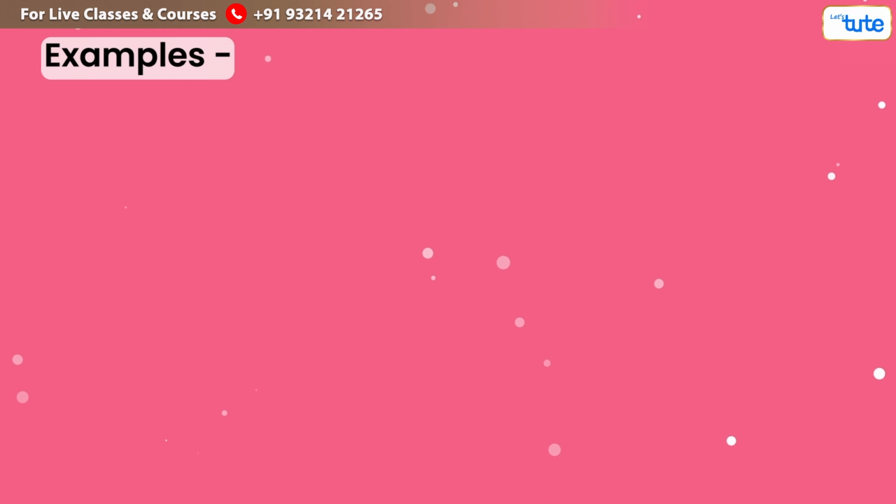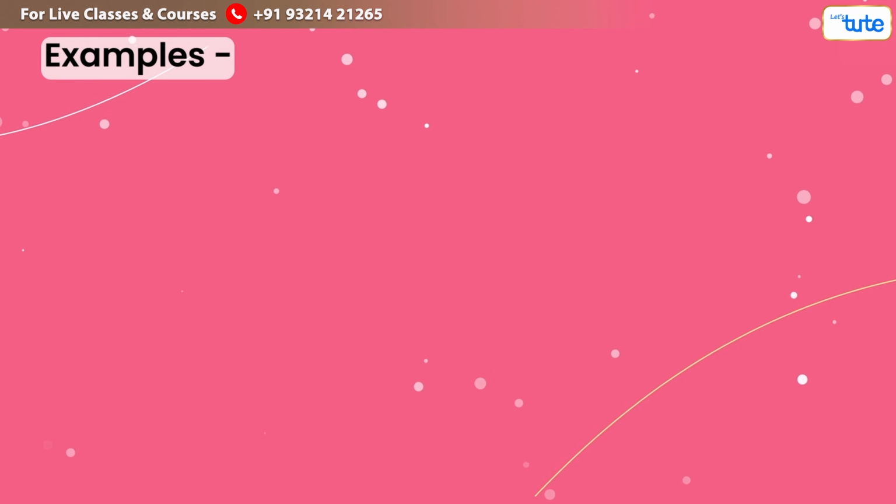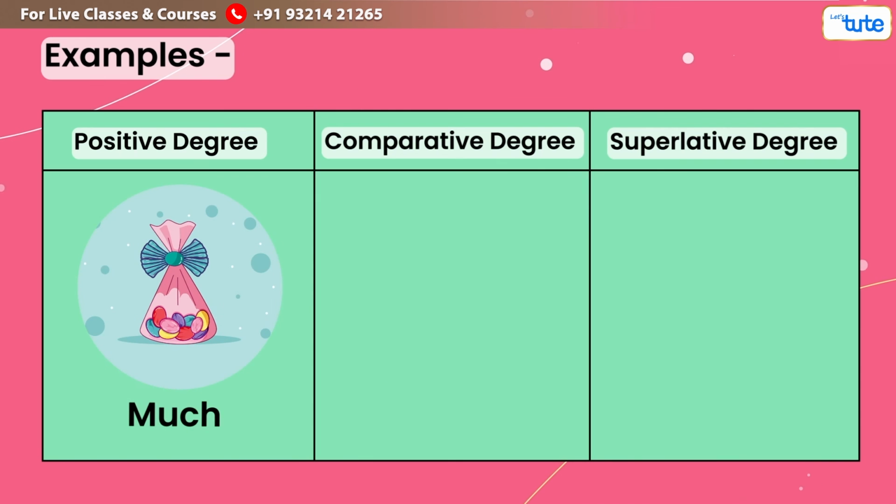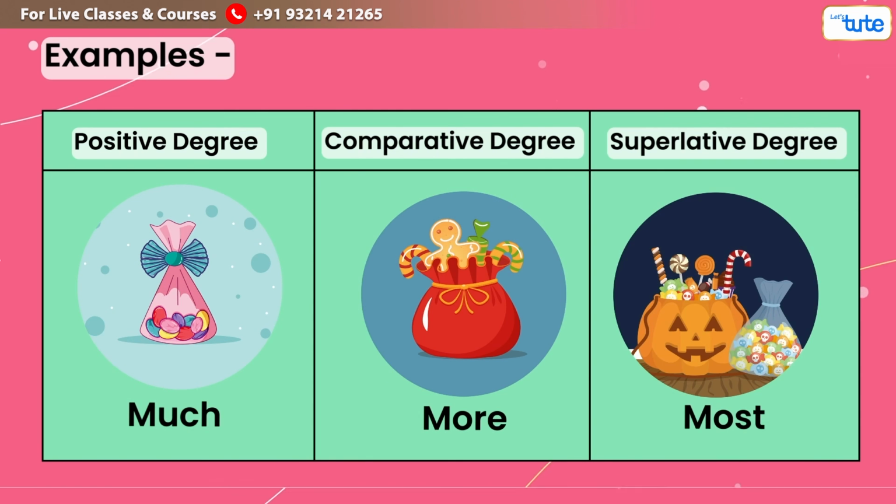Here are more examples of irregular forms of comparison. Positive bad, comparative worse, superlative worst. Positive much, comparative more, superlative most.